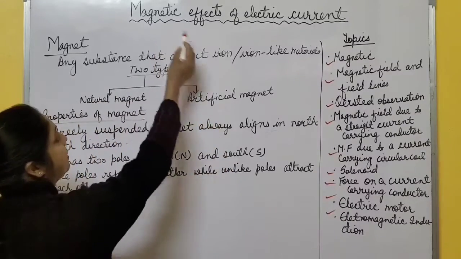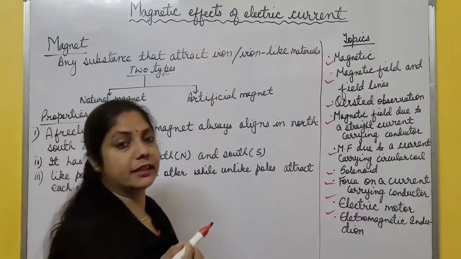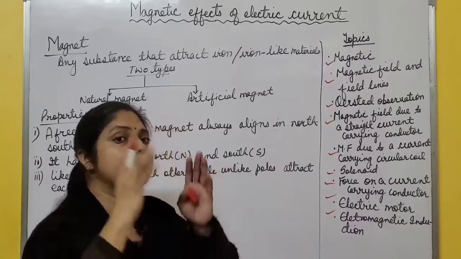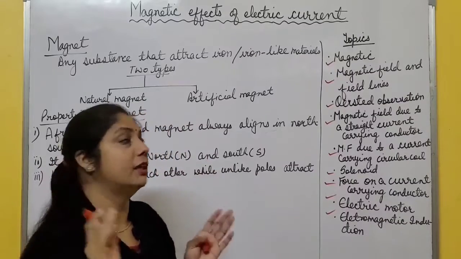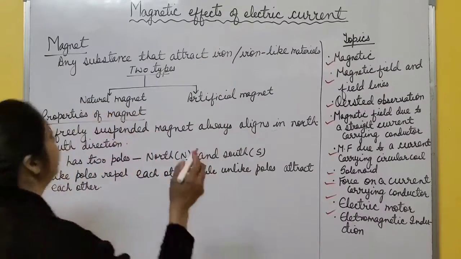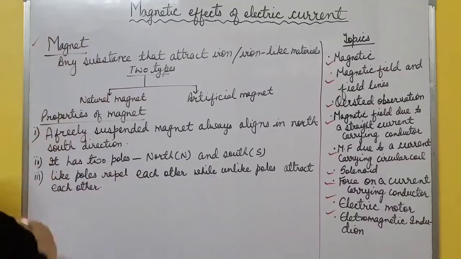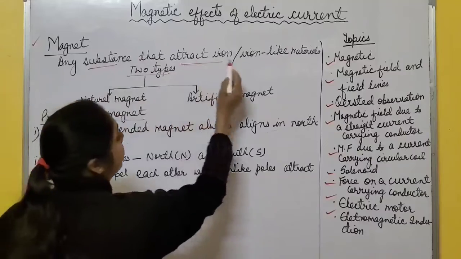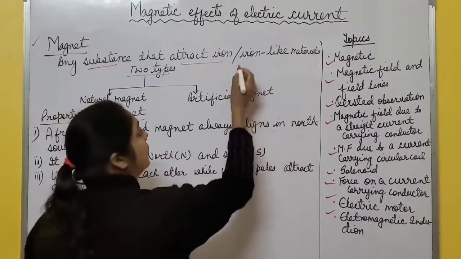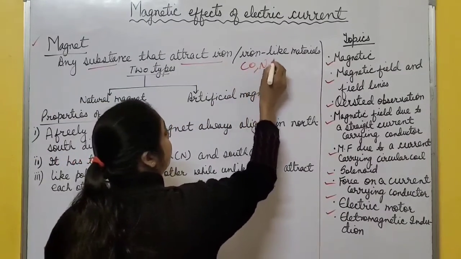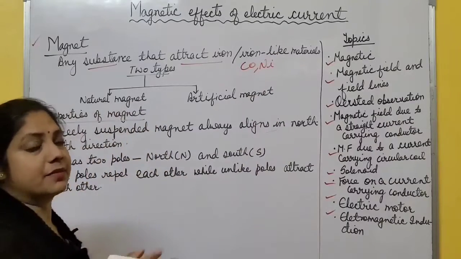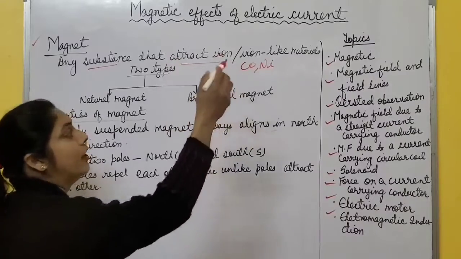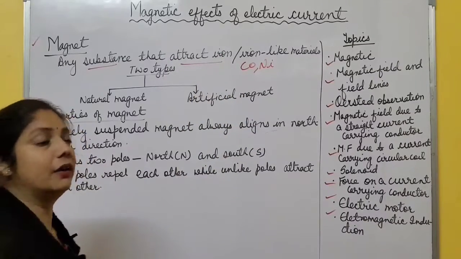What do you mean by this chapter? Magnetic effects of electric current. It means what is the magnetic effect due to electric current, how electricity and magnetism are related to each other. But before starting this chapter, you must know about magnet. What is magnet? Any substance that attracts iron or iron-like materials like cobalt, nickel, all these are iron-like substances which have some magnetic properties. So, any substance that attracts iron or iron-like materials is called magnet.